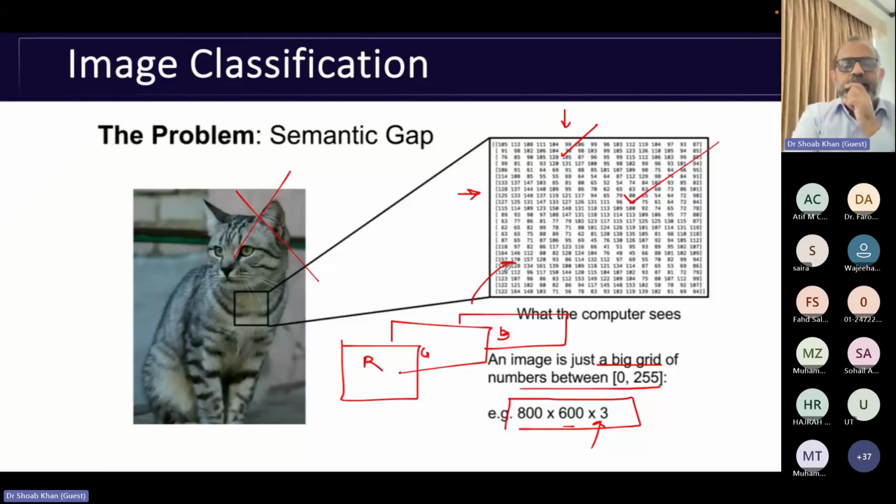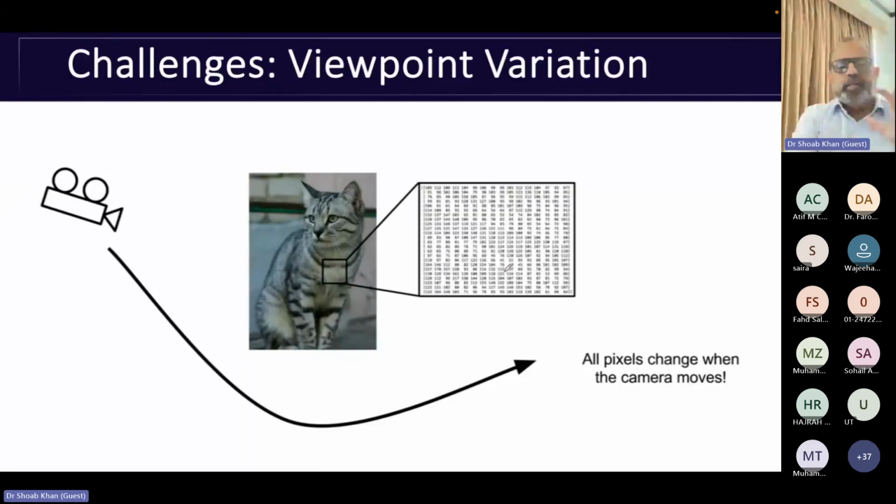And the challenge is, if you change the camera a little, all these numbers are going to change. Perhaps your eye, if you look up and down, will not see any difference. But if it is a camera, a little movement of the camera is just going to change all these numbers, or a little movement of the cat is going to change all these numbers. So this is the second challenge, viewpoint variation; for a computer, figuring this out is very, very difficult.